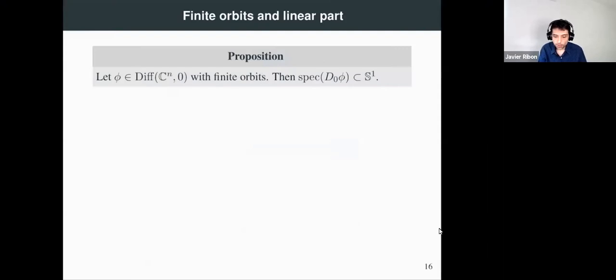So we want to know what's the connection between the finite orbits property for phi and the finite orbits property for the linear part of phi at 0, for the Jacobian matrix of phi at 0, if you prefer. What happens is that all eigenvalues of this linear part are complex numbers of modulus 1. And this is a consequence of the stable manifold theorem.